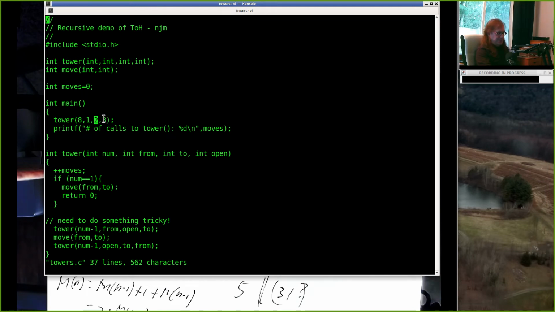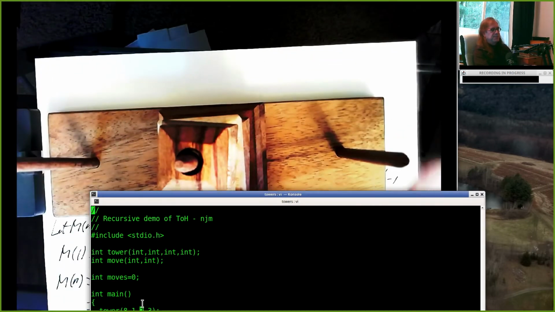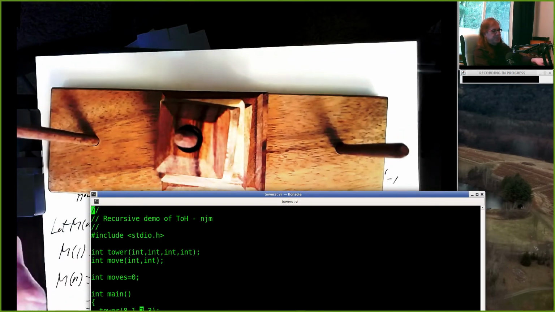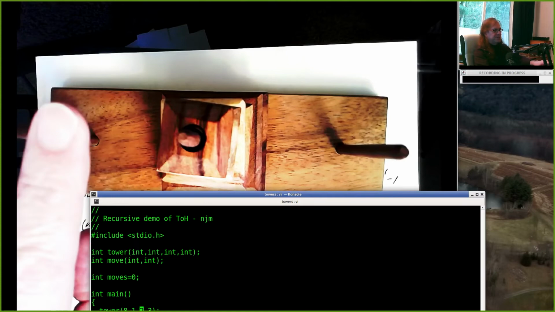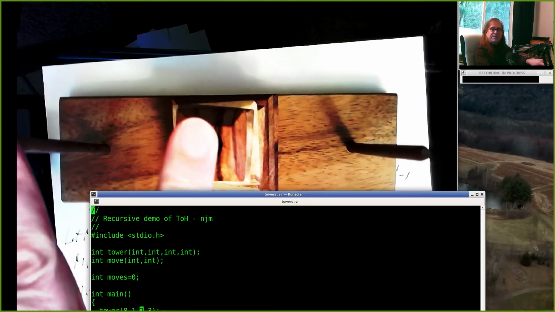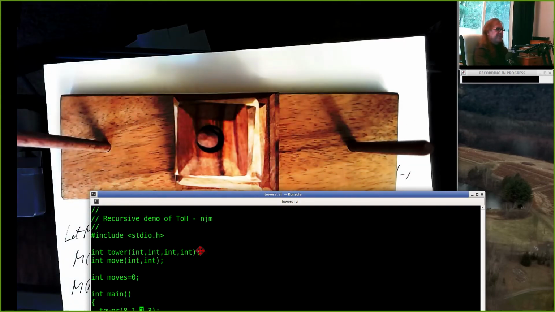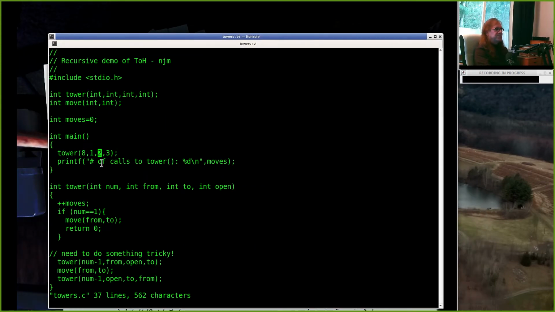So I'm thinking of my posts as being numbered 1, 2, and 3. And if I want to move from post 1 to post 2, I'll call tower with a number of disks, a 1 and a 2. And then for the convenience of the code, I'm also telling it what the number of the third post is, the one that's neither the source nor the destination. We can figure that out, but I'm making it a little simpler to understand the code. So I've got to move 8 disks from stick 1 to stick 2, with stick 3 being spare.